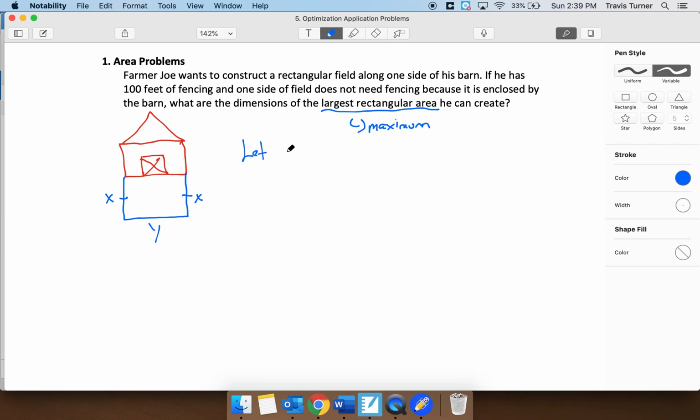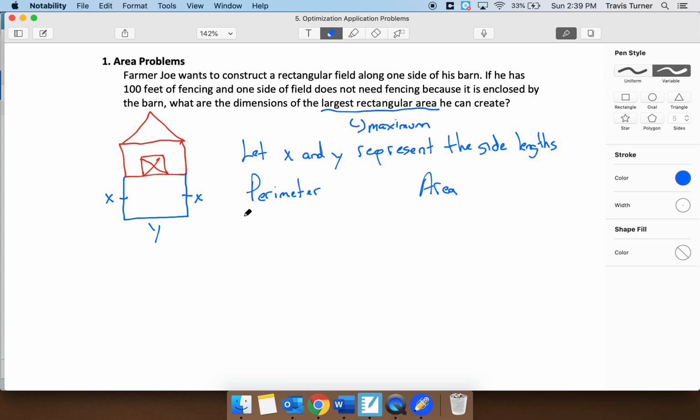So we say let X and Y represent the side lengths. So, two things to think about. If I want fencing, so I want this fence and this fence added up to be 100, that is involving the perimeter. So these questions will always involve the perimeter and the area.